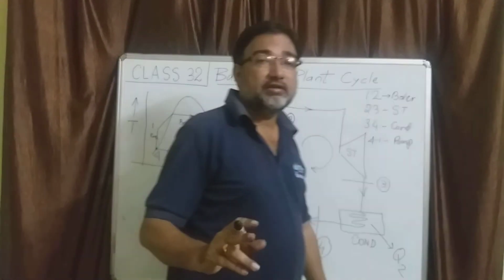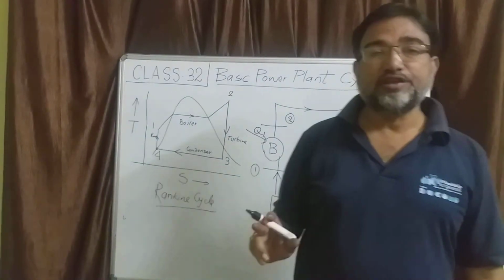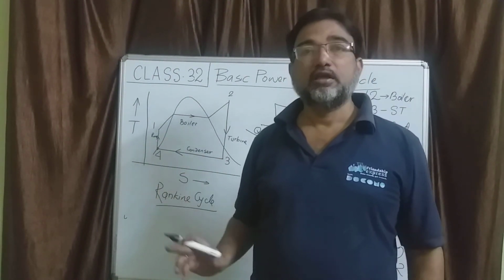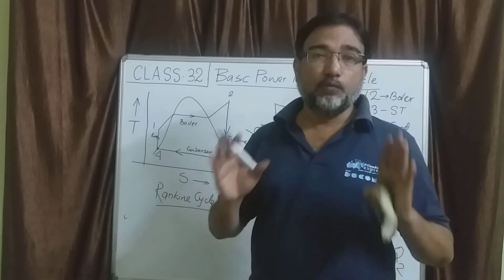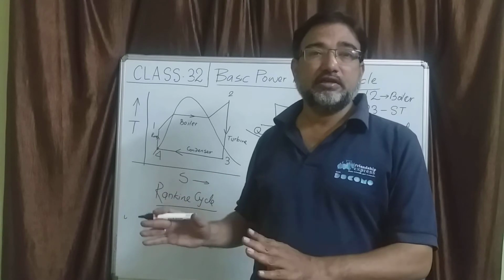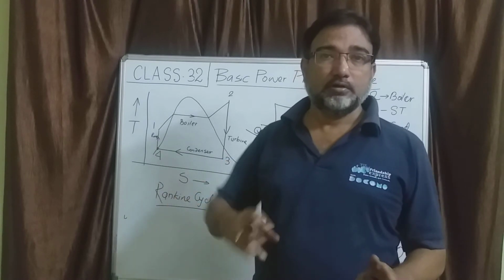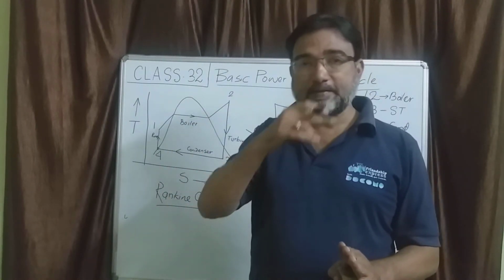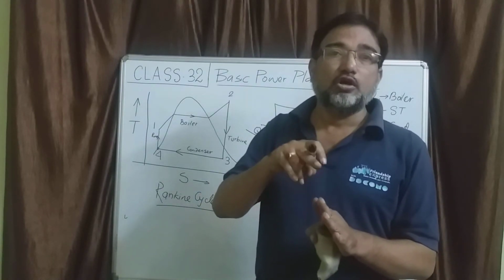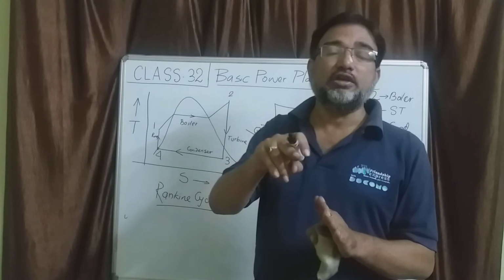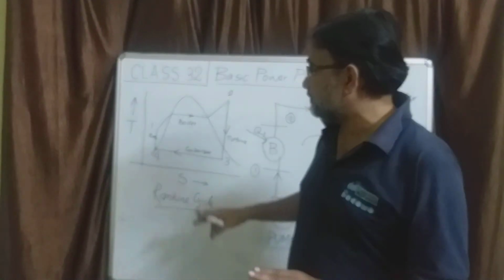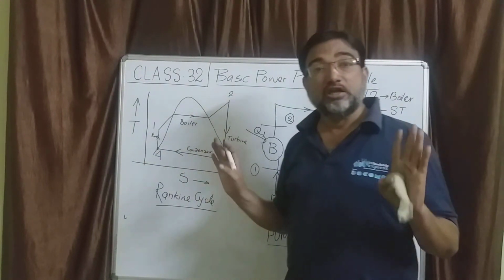Rankine cycle is the basic cycle on which all thermal power plants operate. Power plants have four essential units: a boiler, a turbine, a condenser, and a pump in this sequence. And when the working substance, that is water or steam, goes past a particular unit, it undergoes a change of state and undergoes a process. Those processes are represented here.